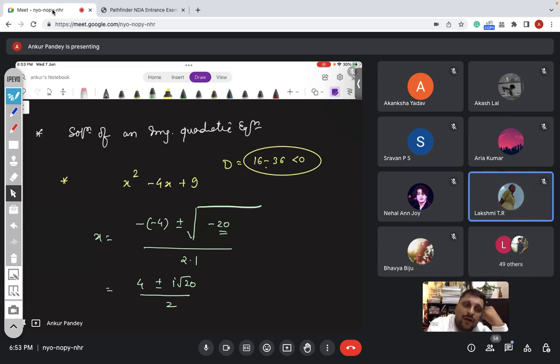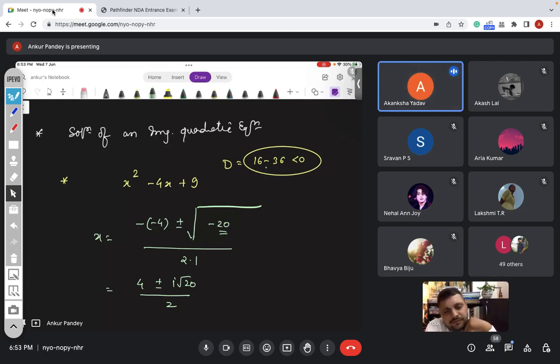Akash, Akansha, Arya, Nehal, Bhavya, we just have to put iota there. That's it. Instead of the negative sign, you have to put the iota. Clear? Understood, everyone?